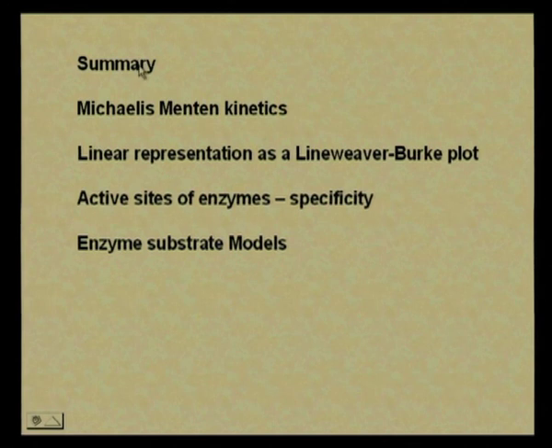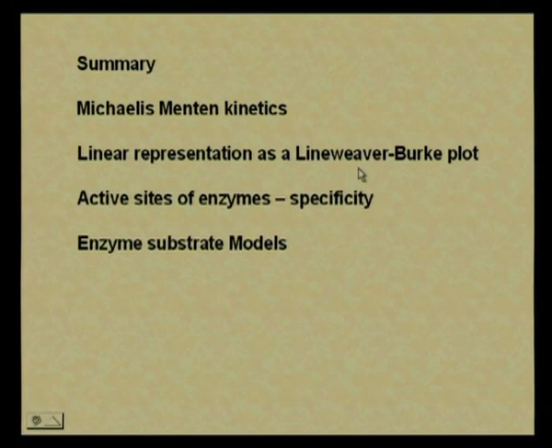So, what we learnt here is we had the summary. The summary here is the Michaelis Menten kinetics that we considered today. What did we have? We had the Vmax. Okay. What is this Vmax? It is the K2 or the Kcat versus the total enzyme concentration. We looked at a linear representation as a Lineweaver-Burk plot. What is this Lineweaver-Burk plot? It tells us how we can calculate Vmax.